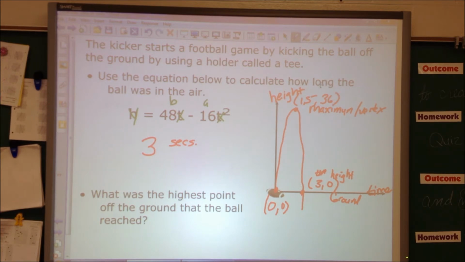So remember, x is the time, so at 1.5 seconds, it is 36 feet high. So to answer this question, it would be 36 feet high. That's as high as the ball got when he kicked it.